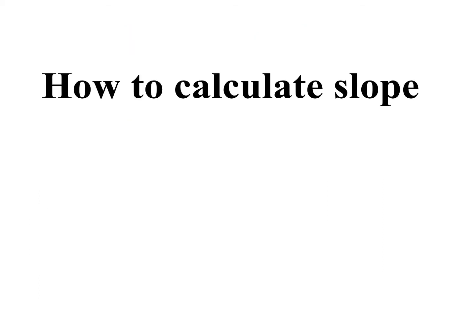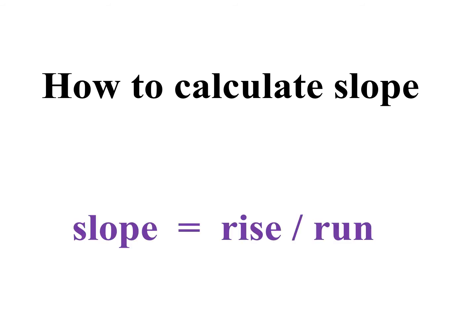The slope of a line is always a number, just like -1/2 or 1/3. Now let's go through how to calculate that slope. Here's the equation for calculating the slope of a line. The slope is equal to the rise divided by the run. Let's go ahead and explain what the rise and the run are.